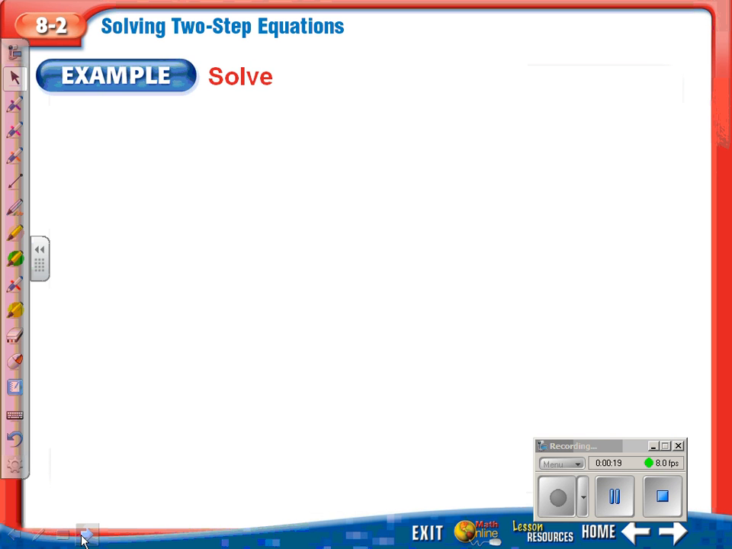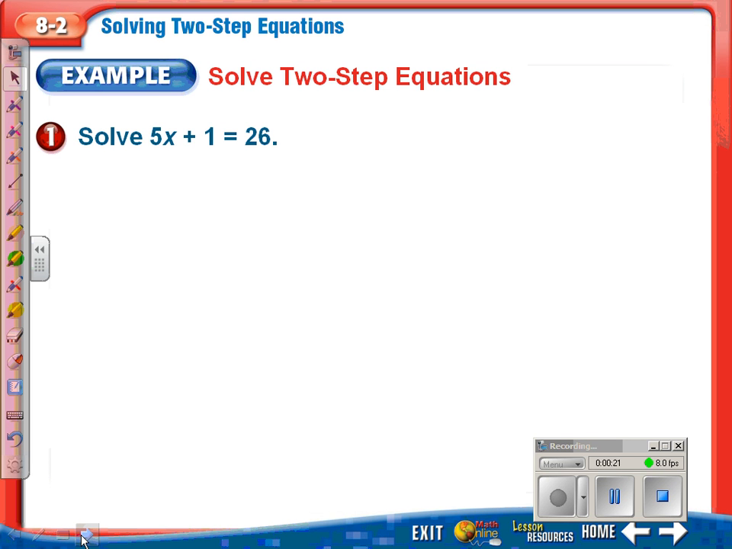Vocabulary is just two-step equation. You guys have worked with one-step equations. One step means that it takes one step to solve. Two-step means that, guess what? It takes two steps to solve.